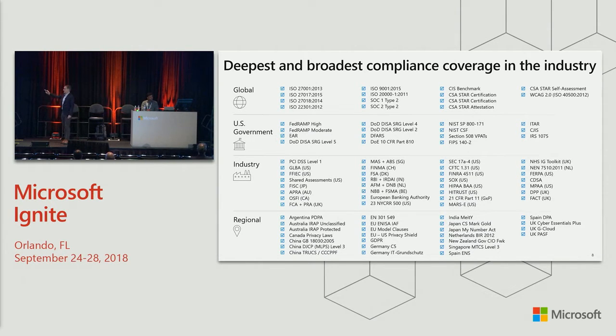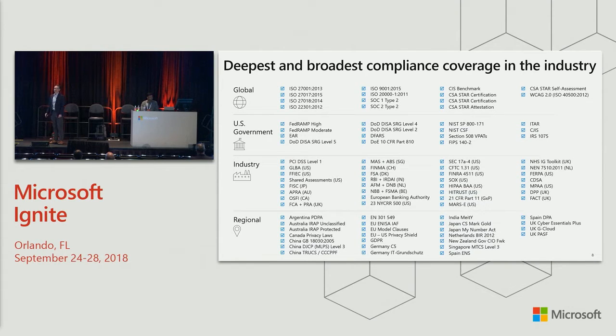As you can see, we have the global ones across the top with the ISO standards. We've got a bunch of those, and Cloud Security Alliance, CIS benchmark. US government, we're very deep on that. We have FedRAMP High, Department of Defense, other standards. And then the bottom two, we're really deep on the industry standards and the regional. And there's some bleed over there. Many of those industry standards could also be called regional too.